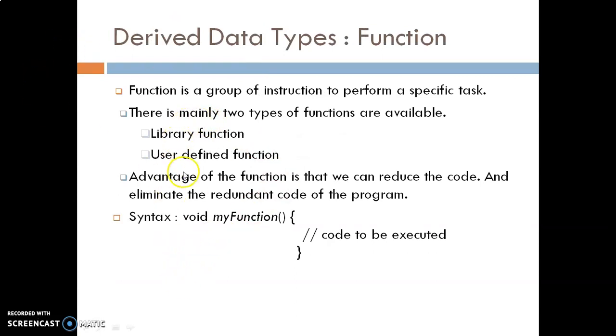Then the other data type is derived data type. Function is one of the examples of derived data types. You all are aware of functions. You have learned about functions in C also. A function is a group of instructions to perform a specific task. There are two categories: library function and user defined function. An example of a library function is the main function. By getting that particular word, the compiler starts executing, and that is a library function. And user defined functions are what users create according to their requirements.